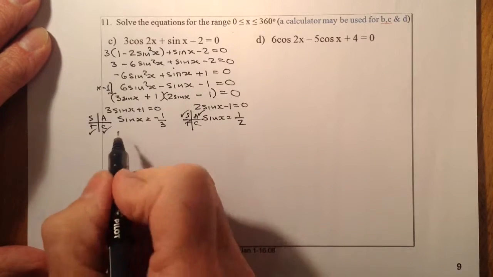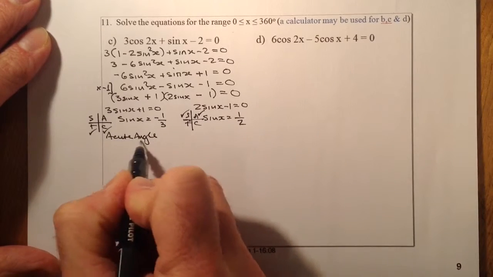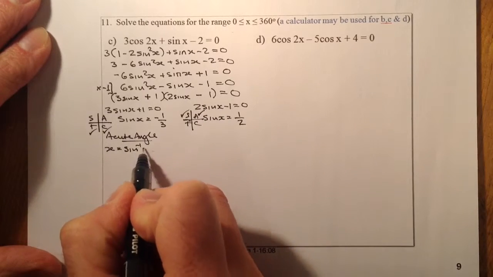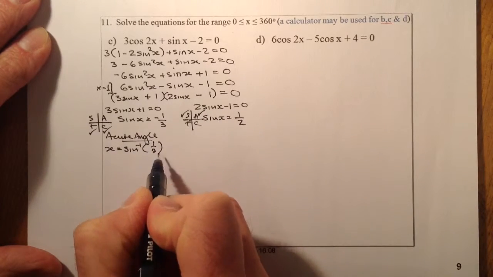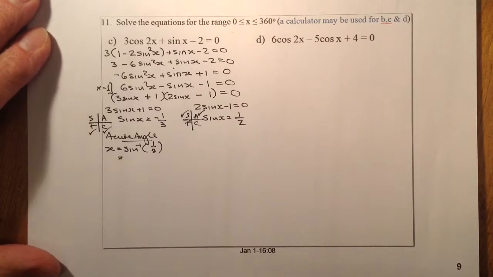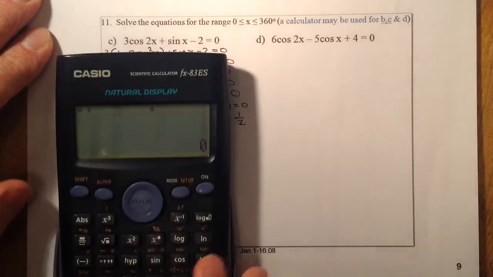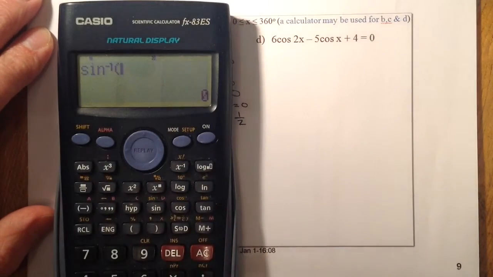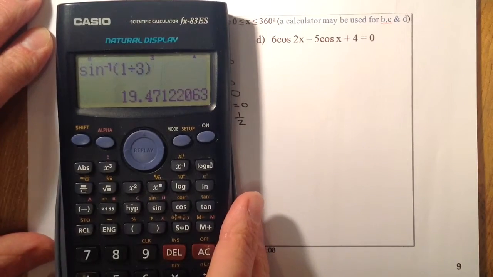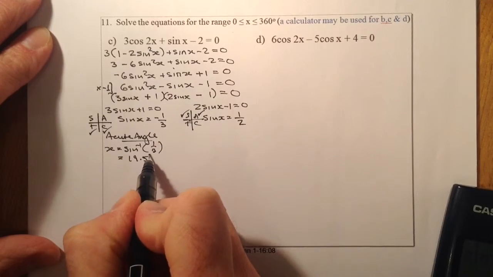Right, so let's work out the acute angle first of all. So the acute angle is going to be x is equal to the inverse sine of 1 over 3, and that should give me a value of, let's get it on the calculator. So inverse sine of 1 over 3, what that will give me is 19.5, to one decimal place. So it would be 19.5 degrees.